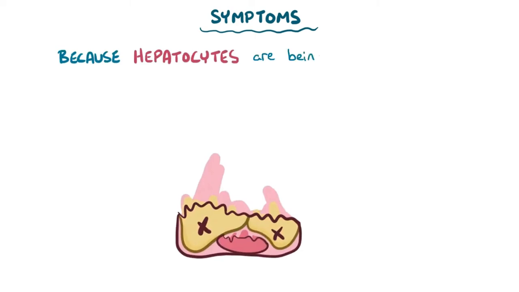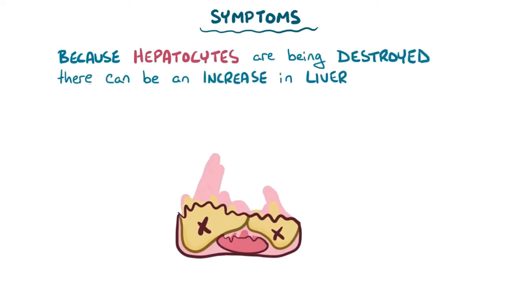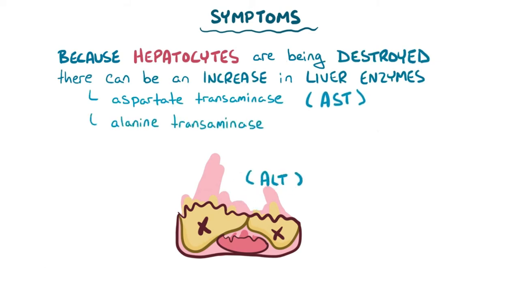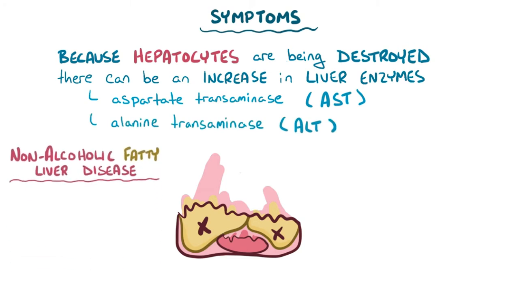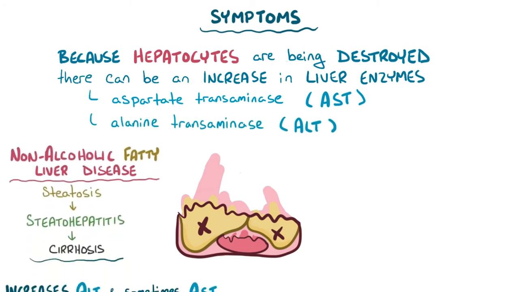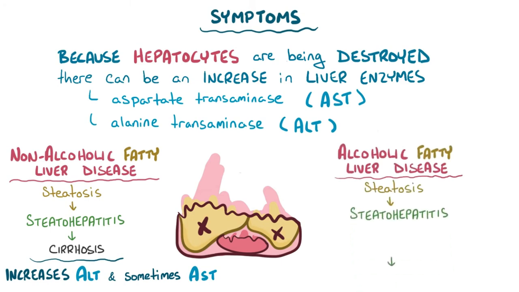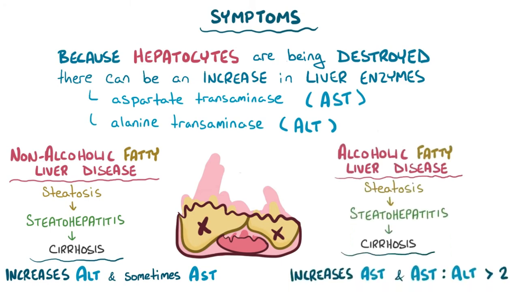Because hepatocytes are being destroyed, there can be an increase in liver enzymes, like aspartate transaminase, or AST, and to a lesser extent alanine transaminase, or ALT. Classically, progression of steatosis to steatohepatitis and then to cirrhosis causes an increase in the ALT and sometimes AST. In contrast, alcoholic liver injury generally causes a big increase in AST and a more modest increase in ALT, giving an AST to ALT ratio generally greater than 2.